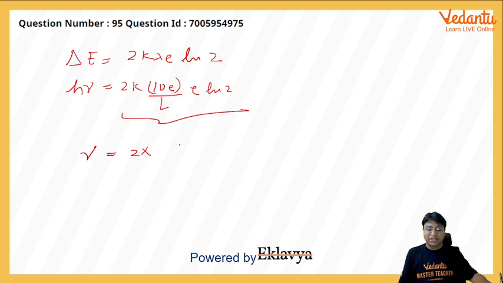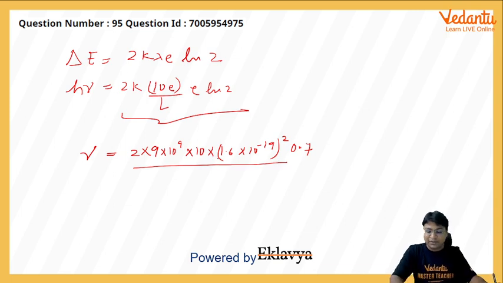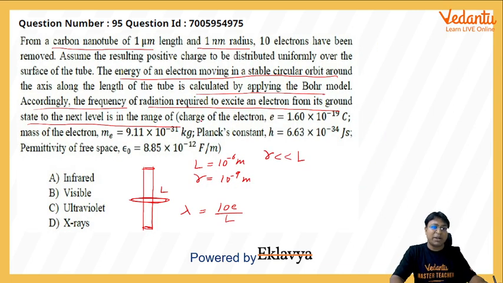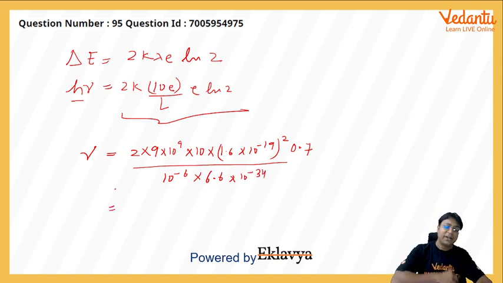I am now starting to substitute the values. So k will be 9 into 10 raised to power 9, and then we have a 10 here, then we have e square, so 1.6 into 10 raised to power minus 19 square of this, and then ln2 is 0.693, so let's keep it as 0.7 divided by L. How much was L? It was 1 micrometer, so 10 raised to power minus 6. And then we have this h also, which was 6.6 into 10 raised to power minus 34. So this is how we can judge the frequency.